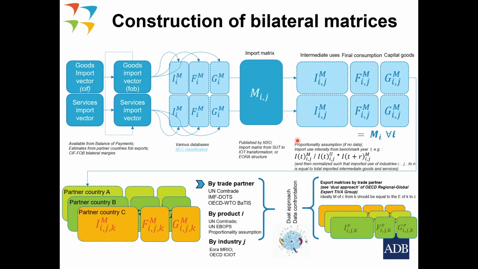After getting the import matrices, we now split them by trading partner. For this step, we use the data from the UN Comtrade, Direction of Trade Statistics from the IMF, and the OECD WTO Balanced Trade in Services. Once imports are split by trade partner, we proceed to create export matrices using a parallel estimation. The process is the same, but the roles of countries are switched.